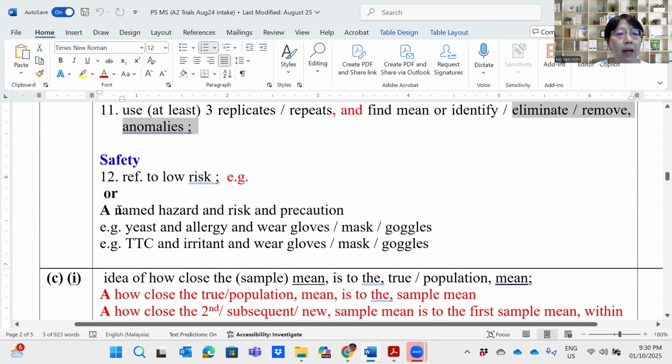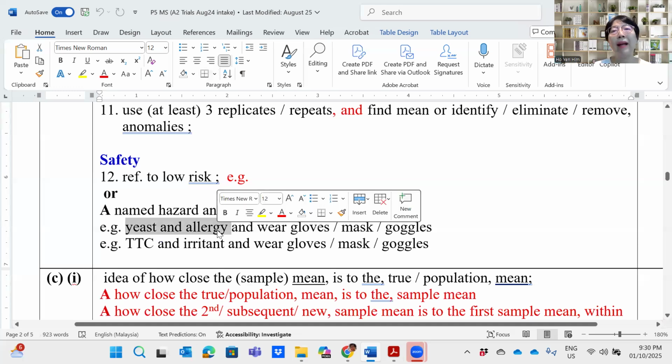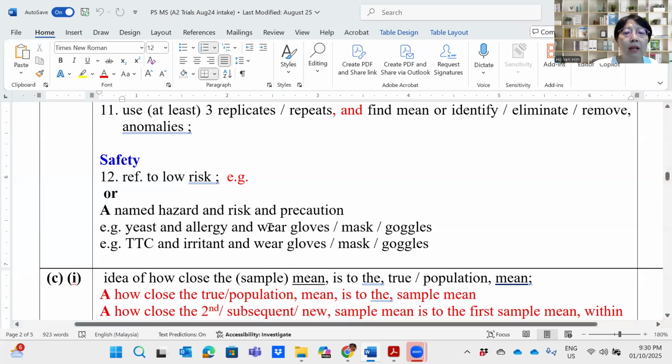You must name a hazard, state the risk, and then state the precaution. For example, yeast can cause allergy. So anything that's biological, any biological sample, may cause allergy to some people. So you must wear gloves, wear mask, wear goggles, so you don't come into contact with your hand, your face, your eyes.